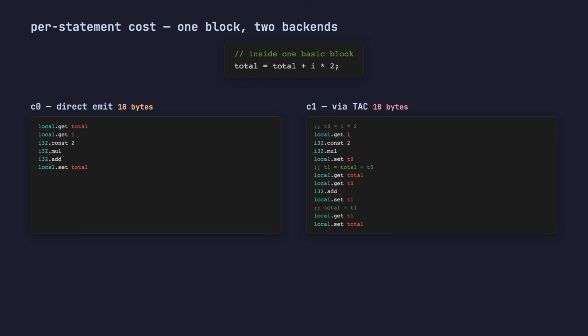TAC makes intermediate values explicit. TAC by itself actually makes our compiled output worse. We fix this in C3 when we do optimizations.